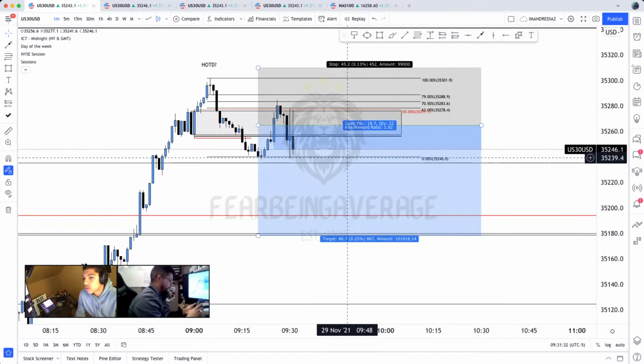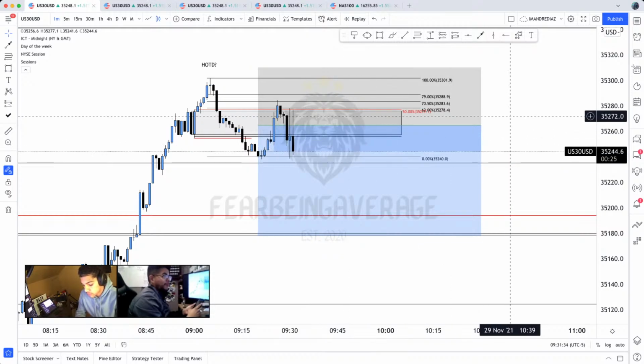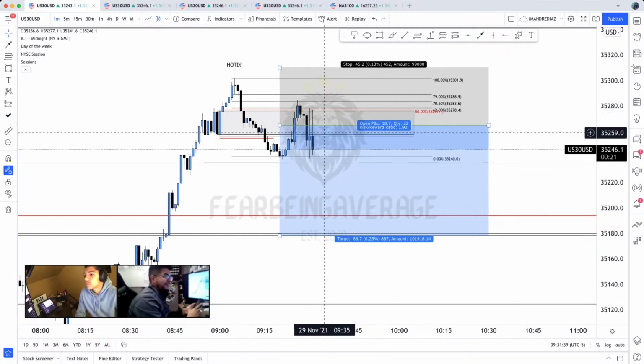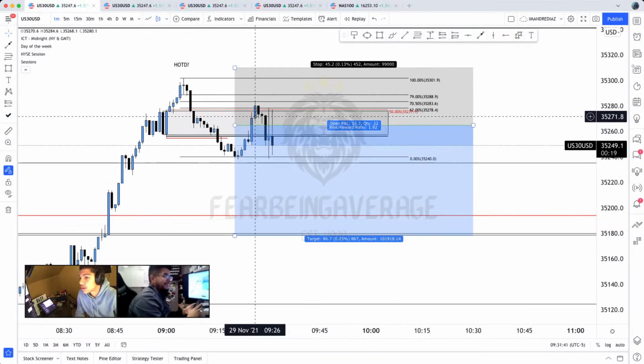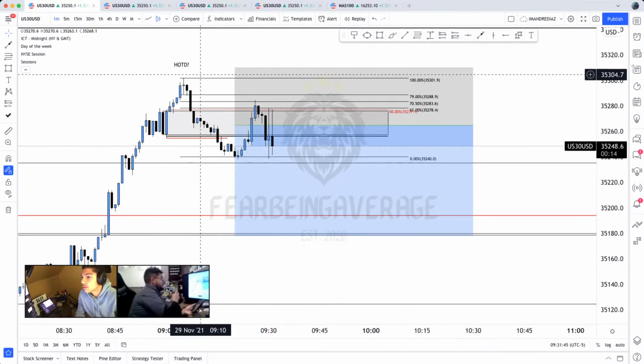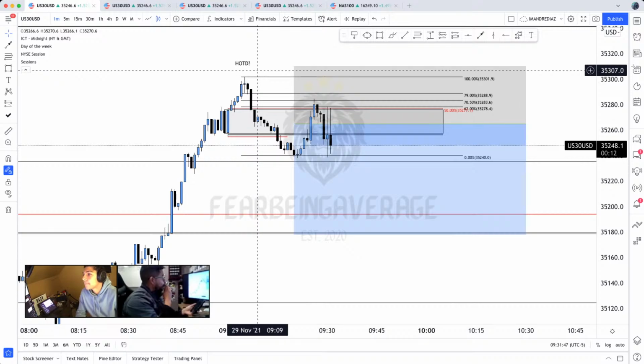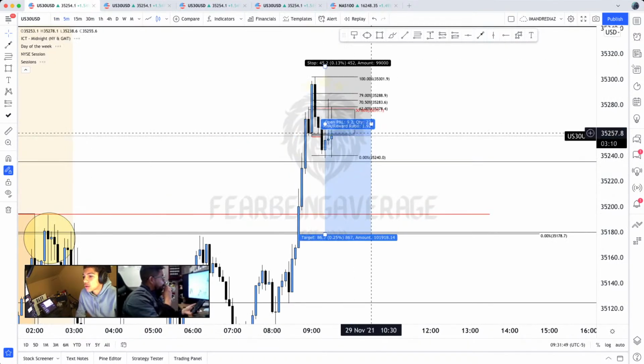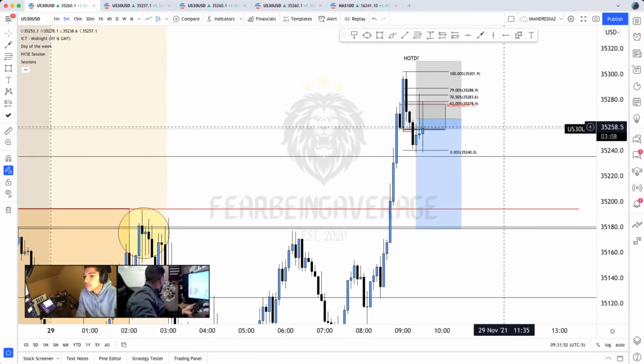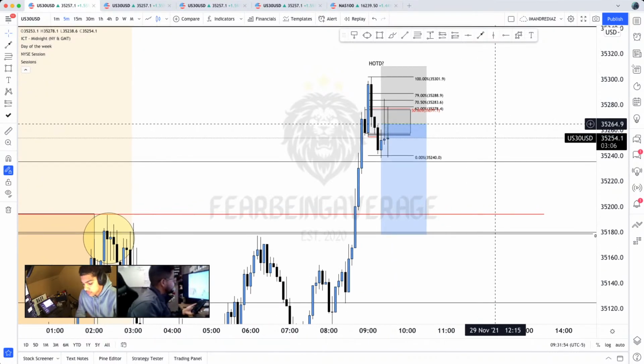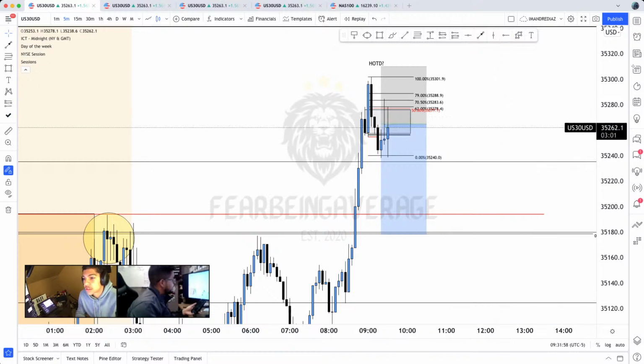Come on, break the low. Break the low. Tapped in this order block 2 times. That's a great entry for 930. Come on, you want to drop, man. It's just struggling. Yeah, it's struggling right now, but give it time. Give it like 5 minutes. 3 minutes, if anything.